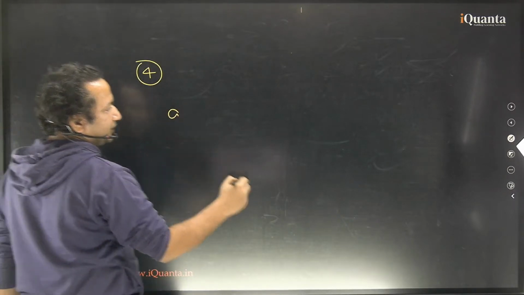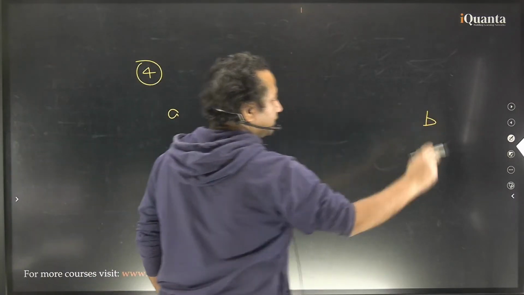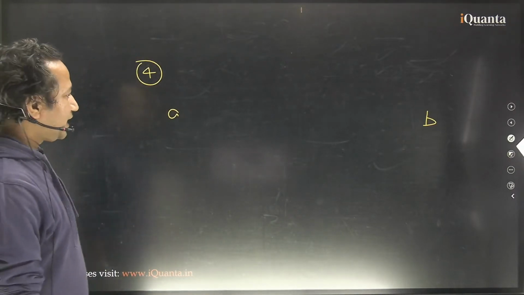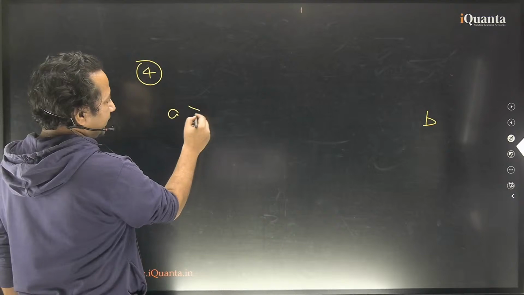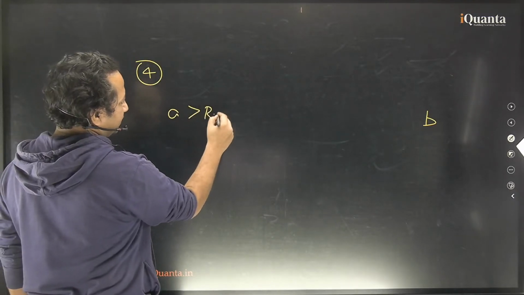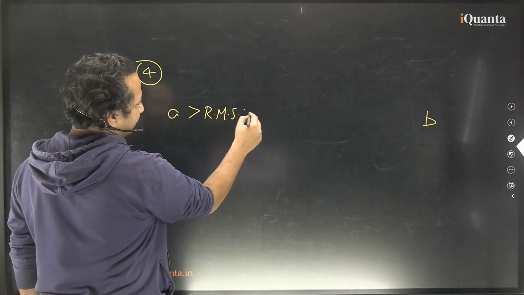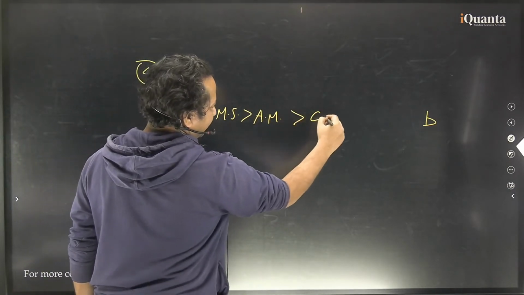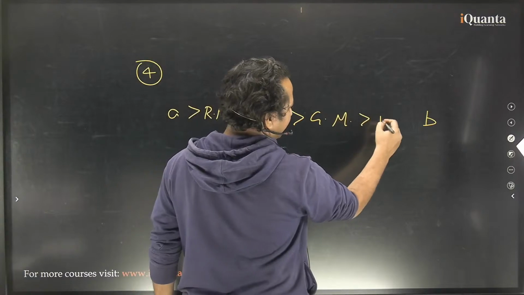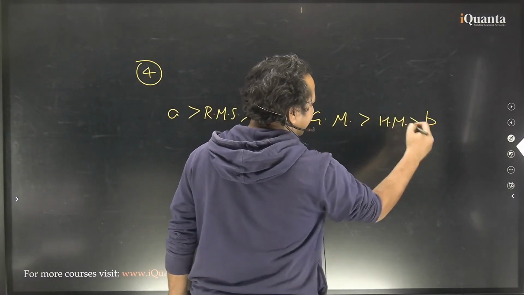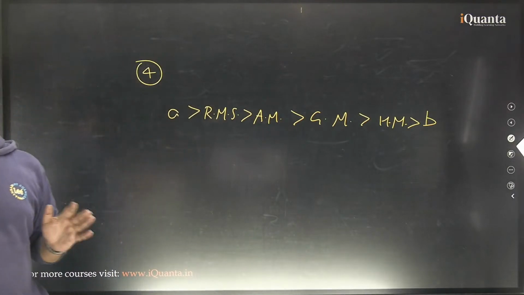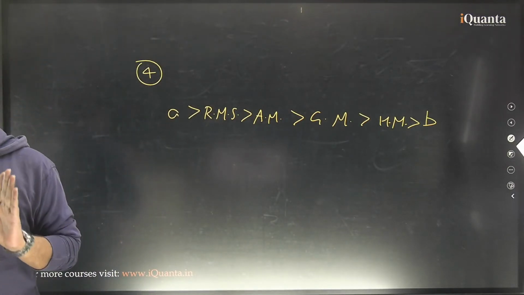A and B, there are two values A and B. So what happens? A is always greater than root mean square, which is greater than arithmetic mean, which is greater than geometric mean, which is greater than harmonic mean, which is greater than B. All of you know it, but just do it once, because this is going to help you in at least one question of algebra.